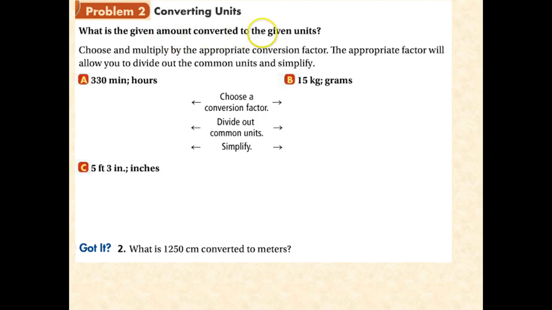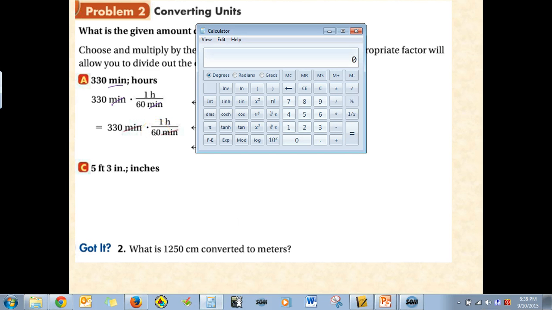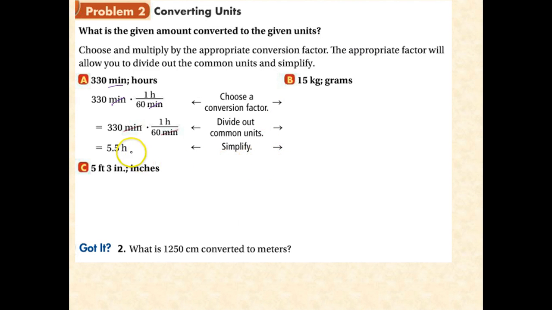Alright, so let's convert some units. What's the given amount converted to the given units? Okay, so 330 minutes into hours. What's my conversion factor? It is 1 hour over 60 minutes, because that's going to make my minutes cancel out. So I need to do 330 times 1 divided by 60. 330 times 1 is just 330, divided by 60 is 5.5. So 5.5, and the units that are left are hours.